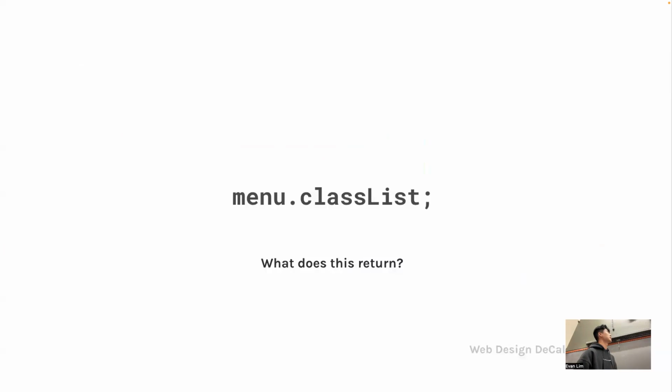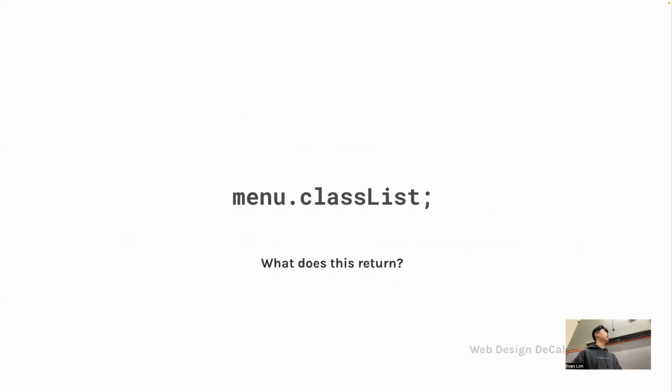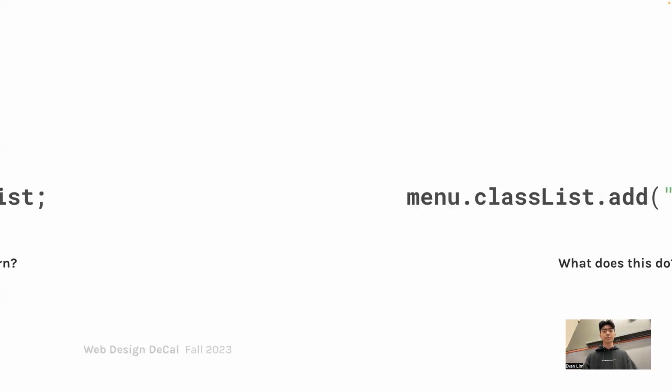So menu.classList. Again, this is still review. What should this return? I think previously we said menu is a DOM element. So this would be a list of menu's classes, which we could then add or remove to change the CSS.